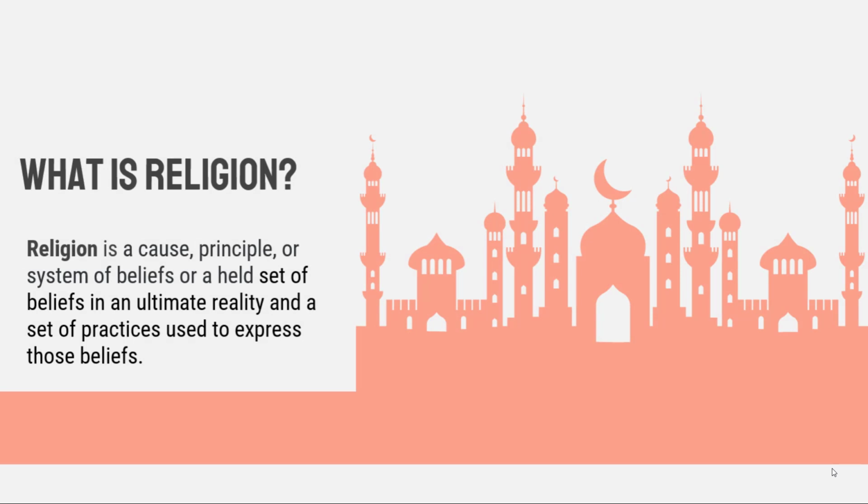So what is religion? As you see here, it's a cause or principle or system of beliefs, usually towards some form of a deity, or it's a set of beliefs in an ultimate reality with a set of practices used to express those beliefs towards some form of supernatural deity or superhuman deity, or even some form of natural deity.